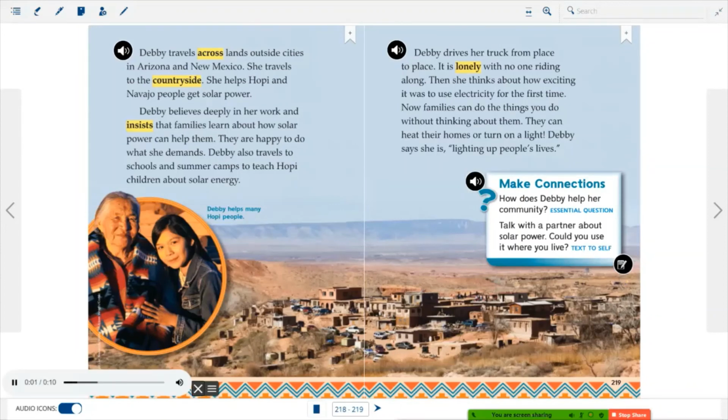Make connections. How does Debbie help her community? Talk with a partner about solar power. Could you use it where you live?